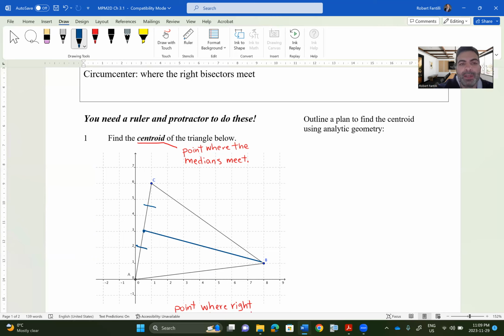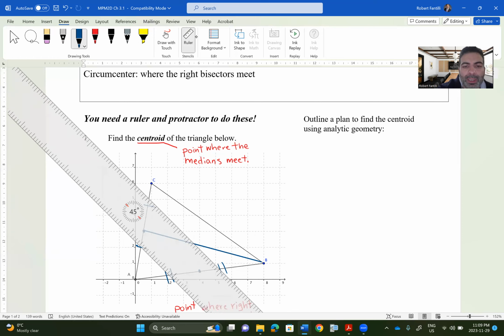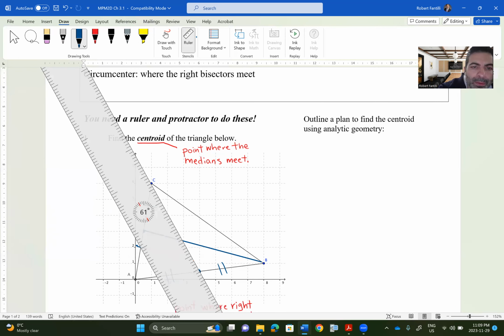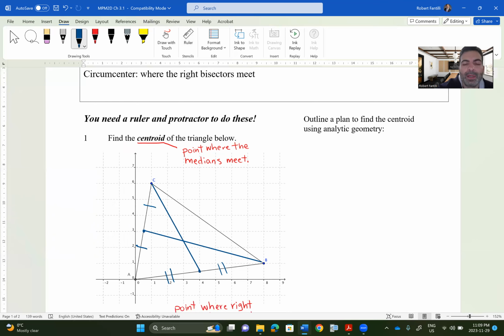If we want to find a median from vertex C, I'm going to need to find the midpoint of AB. Looking from A to B, my line goes over 8 and up 1. So in this case, I need to go over 4 and then come up to the line, so up a half. There's my midpoint. I'm going to put my hash marks to show that. Then let's get our ruler, and we will draw a line from C to that midpoint. And now we have our centroid. Okay, so our centroid is that point right there.